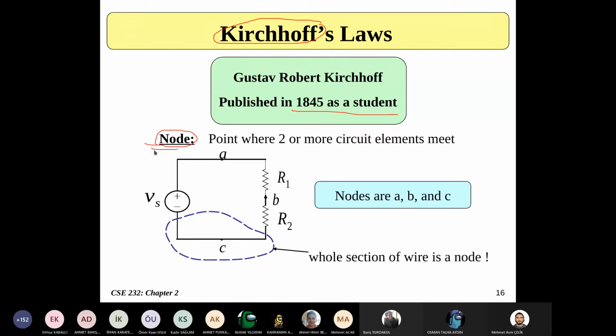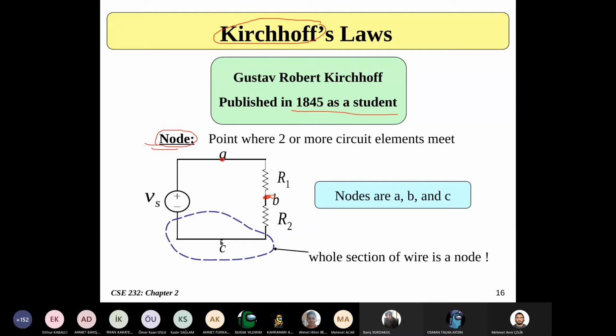Really, what he did was put two new definitions into circuit analysis. One is the node, and the other is the loop or the branch. The node is the point between at least two components in a circuit. In here, A is a node because it's a point between the voltage source and the resistor. Similar to that, B is a point between two resistors, two components, so we can take it as one node.